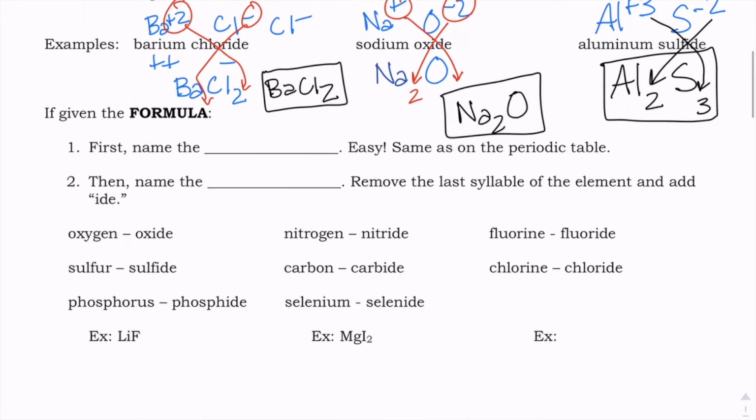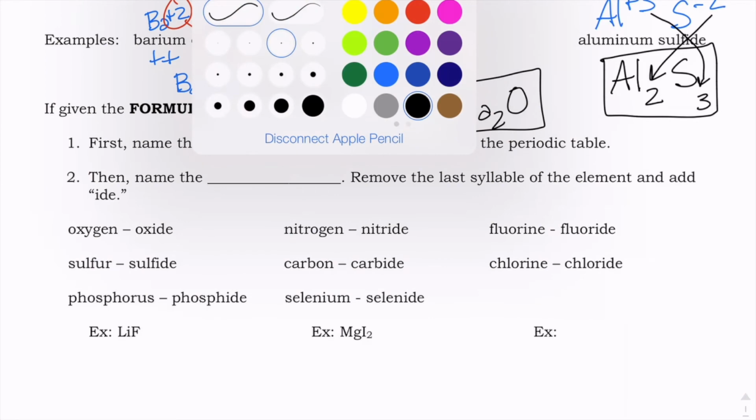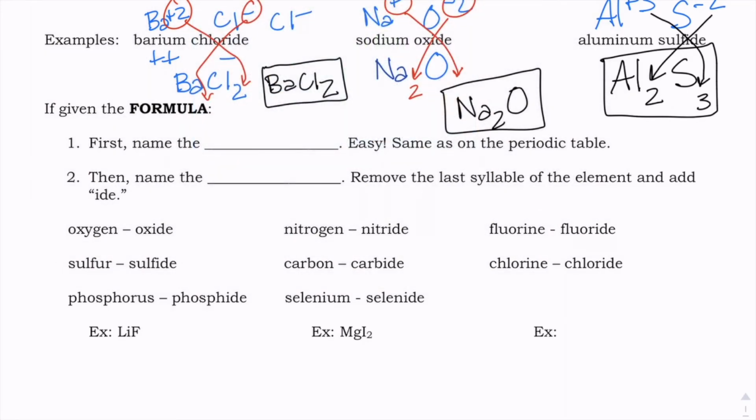Let's say you're given the formula instead and you need to write the name. First thing you need to do is name the metal. And I put on here, easy. It's the same as the periodic table. So whatever the metal name is, you just write that name down. Then you're going to name the nonmetal. So you're going to remove the last syllable of the element and add "ide." So oxygen turns into oxide, sulfur turns into sulfide, phosphorus turns into phosphide, and so on.